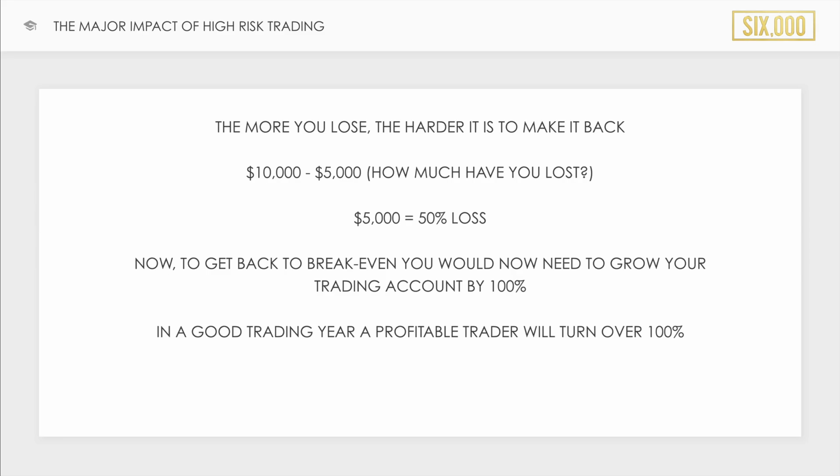So the more you lose, the more your trading account depletes, the harder it is to make that money back. In a good trading year, a profitable trader will turn over 100%. Over a 12-month period, a good performing trader long term will turn over 100%. Ask yourself this when you're trading. If you think about risking 10% or 5%, just ask yourself, are you willing to throw away a year of hard work? If you lose half of your account, are you willing to throw away a year of hard work?